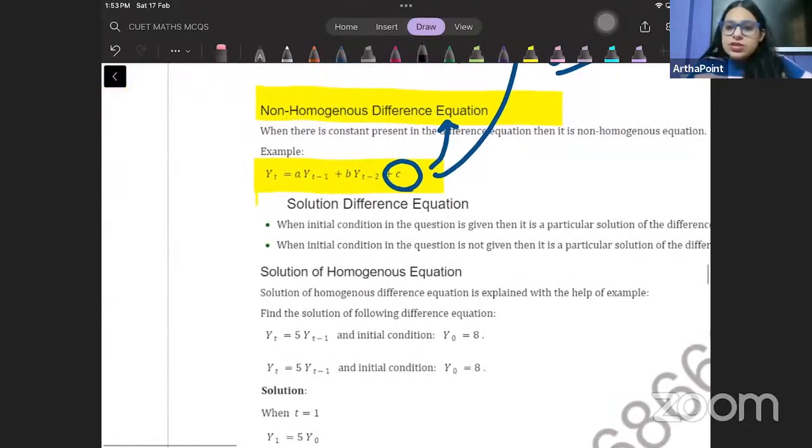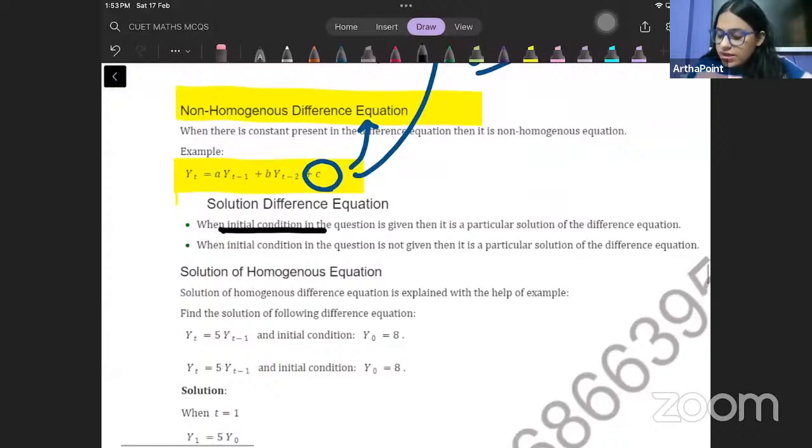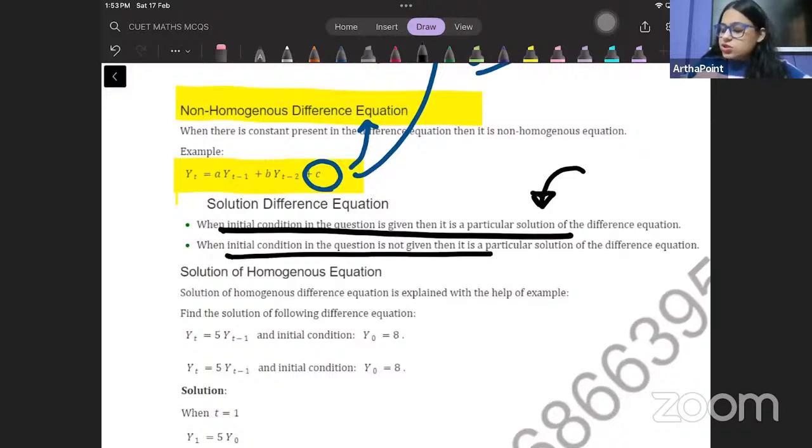Same is the case with difference equations. If you are given an initial condition, then you will get a particular solution. And if you are not given an initial condition, then it will be a general solution.